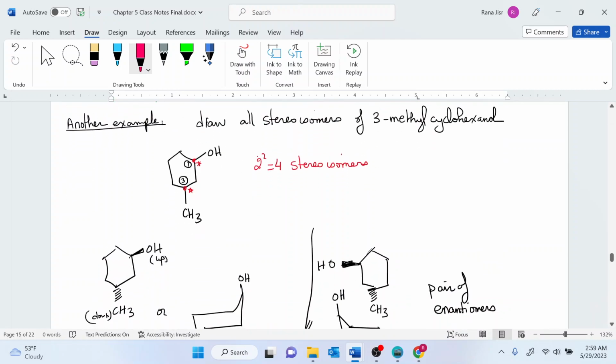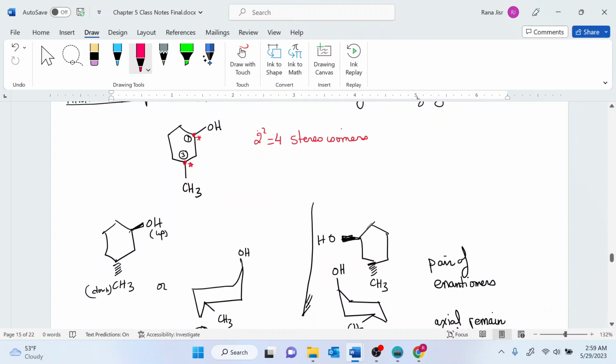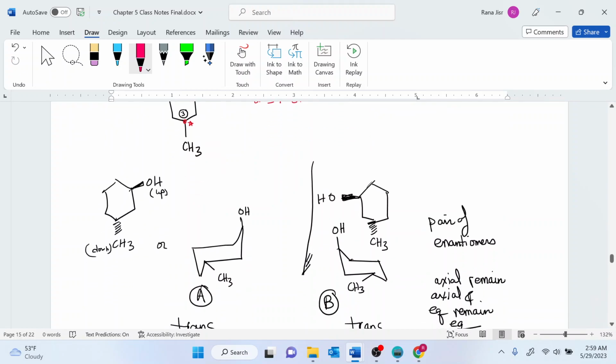Another example is drawing all the stereoisomers of 3-methylcyclohexanol. So the OH and the CH3 can either be trans or cis. Start with the trans, get its mirror image. Here I am showing you how to change it into a chair conformation. You guys keep the same orientation. So if the OH is up, keep it up. If the CH3 is down, keep it down.